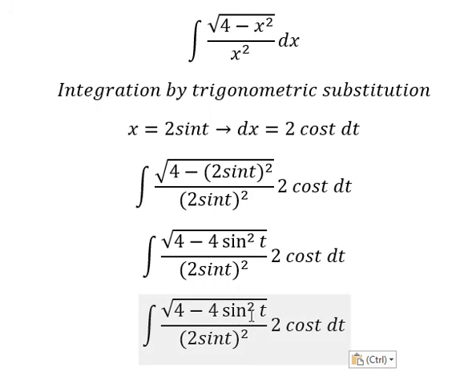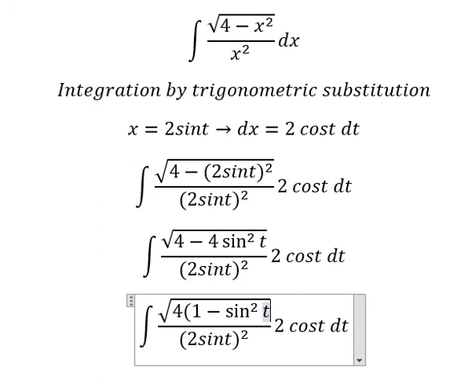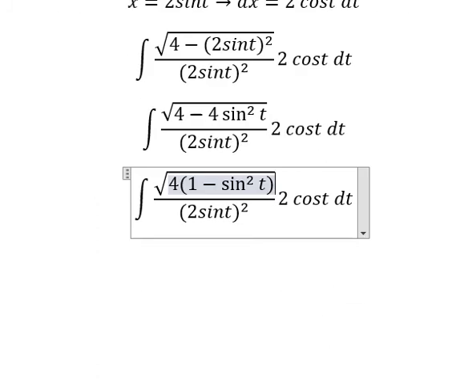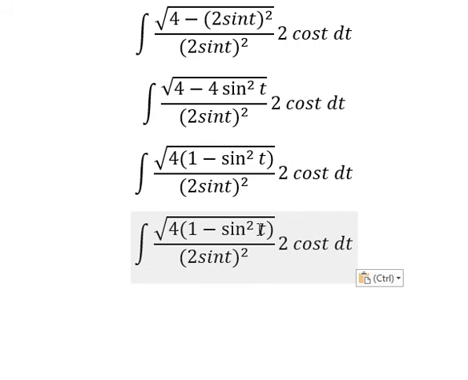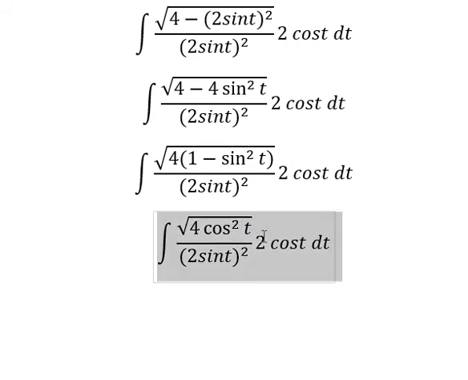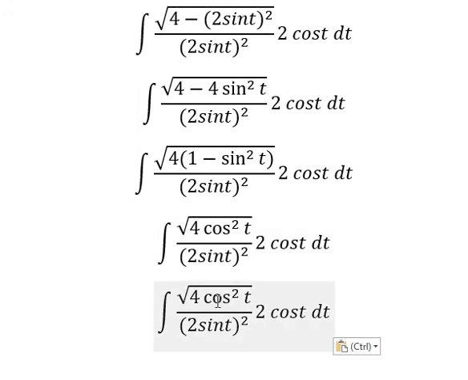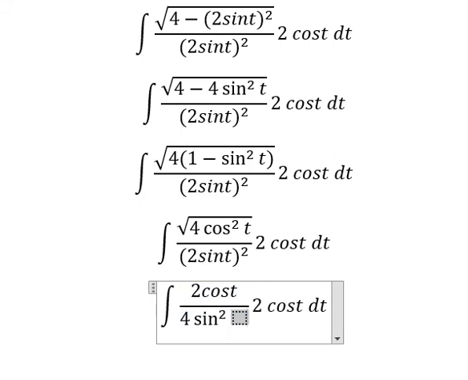Number 4, we can do factorization. So 1 minus sine t square, we change to cosine t square. The square root of 4 cosine t square, we have 2 cosine t. This one we have 4 sine t square.